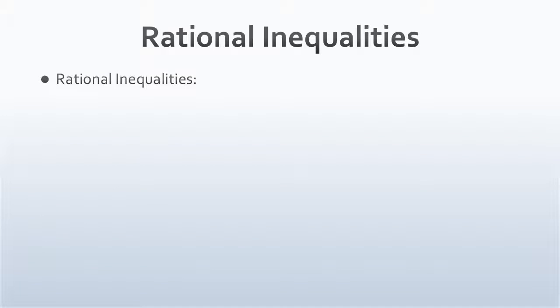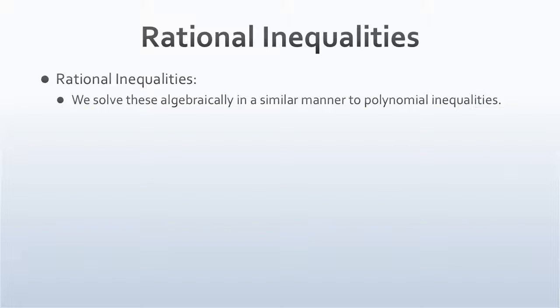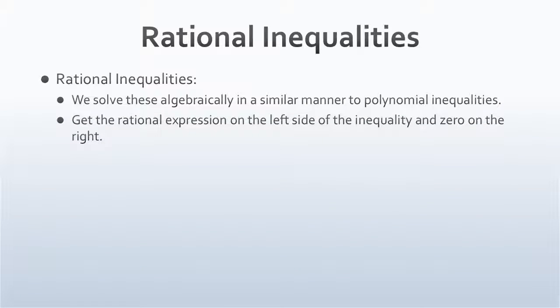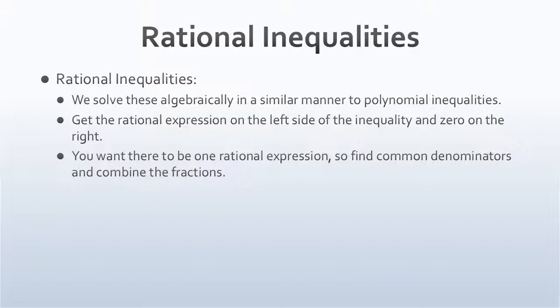Now, rational inequalities. We solve these algebraically in a very similar manner to the polynomial inequalities. We get the rational expression on the left side of the inequality and 0 on the right. Then you want to make sure you only have one rational expression. So if you have fractions that are being added or subtracted, make sure you find common denominators and combine them so you just have one fraction on the left side.